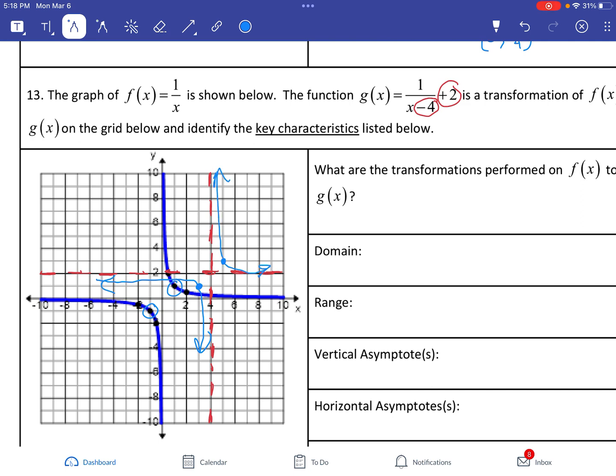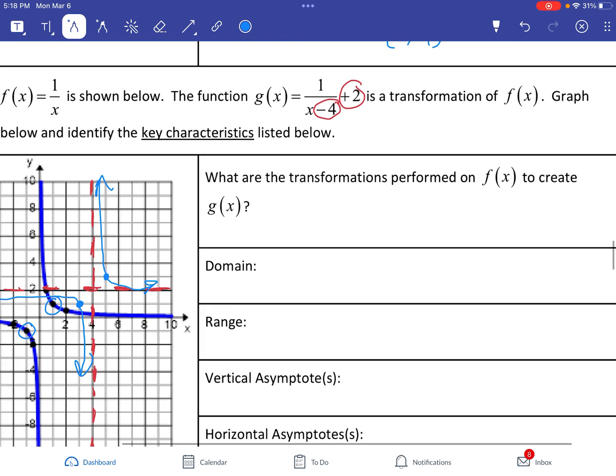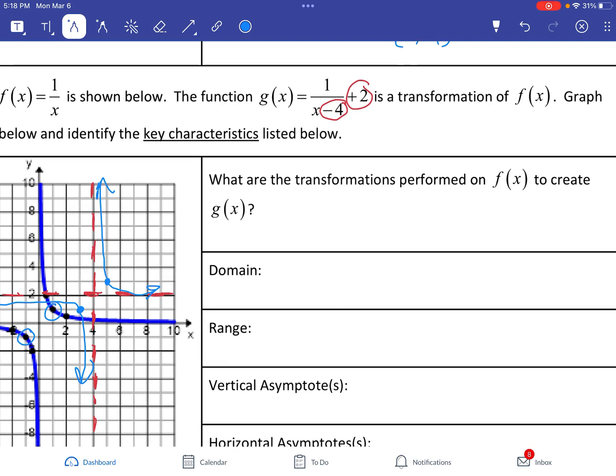There we go. Okay, my transformations. Well, I only had 2. I've circled them in red in the equation above. And I told you what they were when we moved the vertical asymptote and the horizontal asymptote. So it is a horizontal shift to the right by 4 and a vertical shift up by 2.